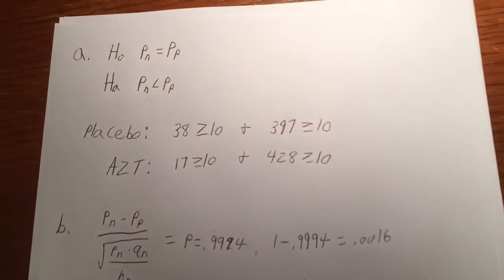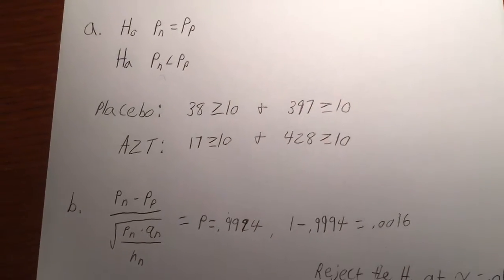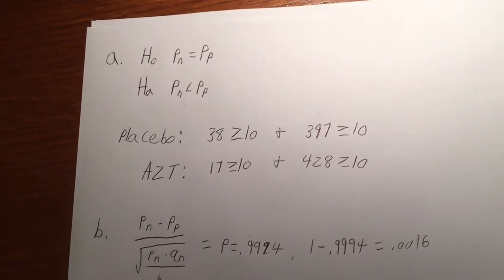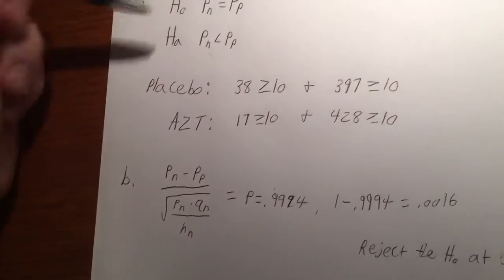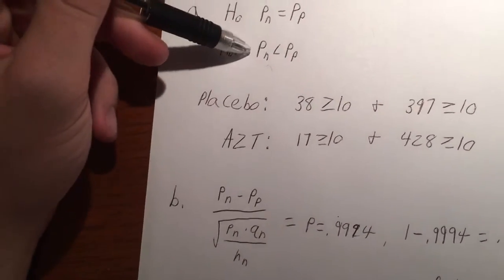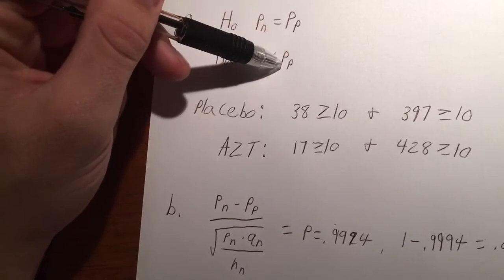So in part A, it's to state the hypothesis. So we have to state our H0 and our Ha. In this, our H0 is P of N equals P of P, and our Ha is P of N is less than P of P.